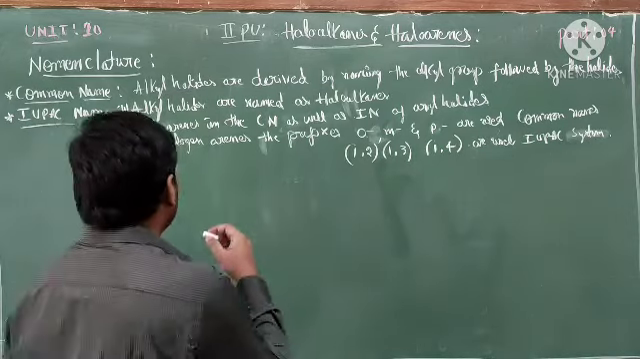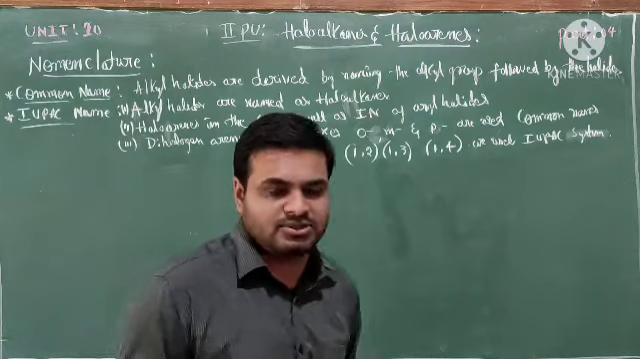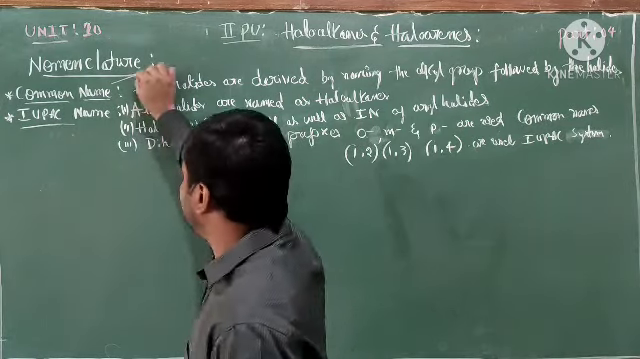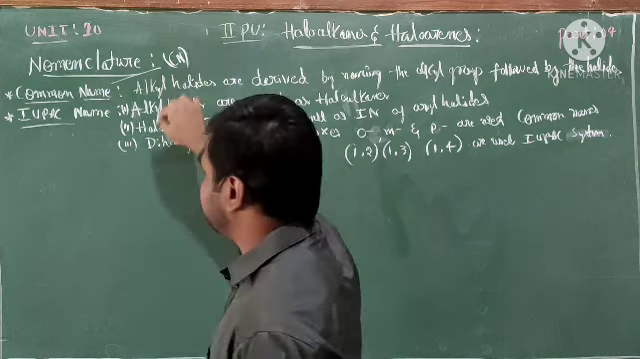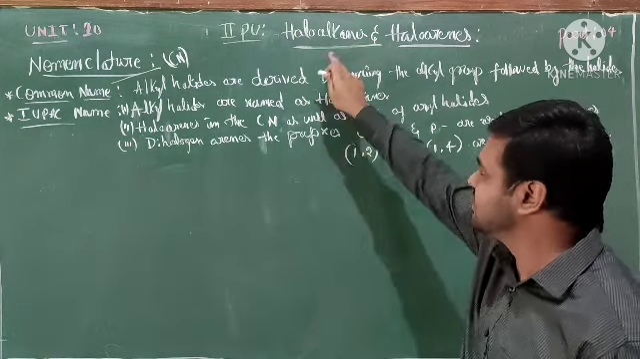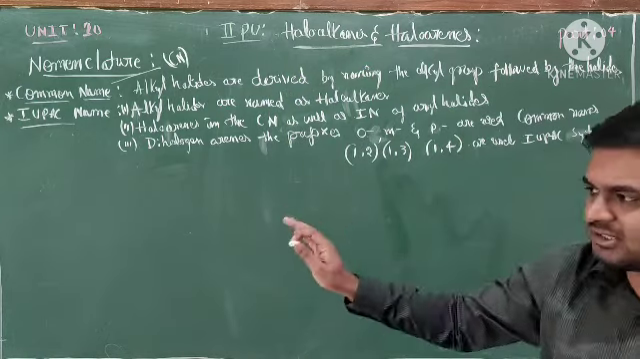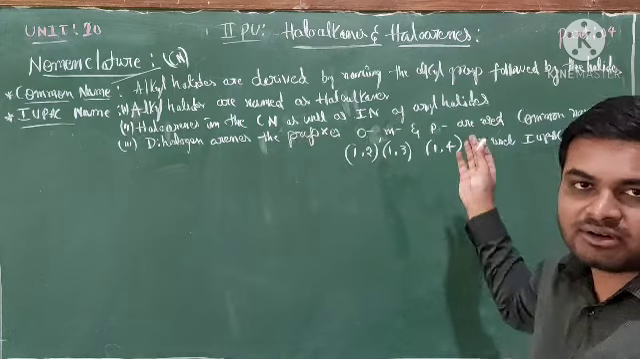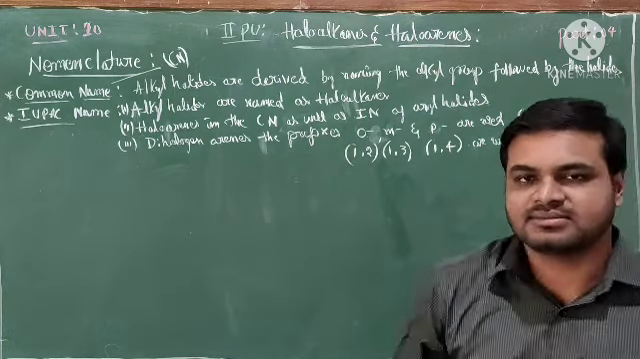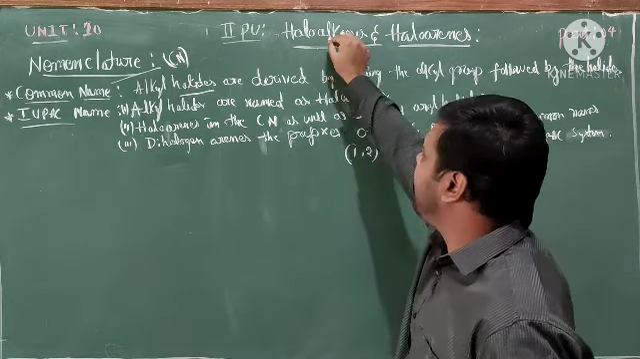The first point is nomenclature, the naming of the compounds. The common name, which we generally call CN. Alkyl halides or haloalkanes are derived by naming the alkyl group first, followed by the halide, the halogens like fluorine, chlorine, bromine, iodine. This is only for haloalkanes.